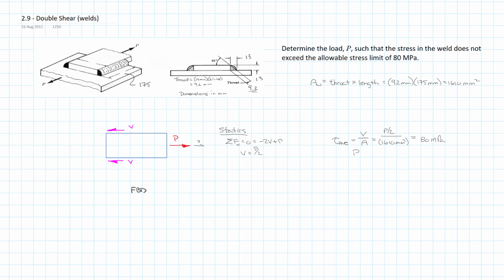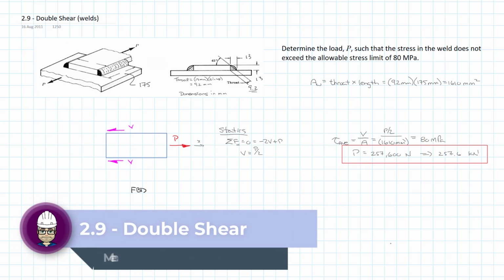And so we can just isolate on P and come up with 257,600 newtons, or this would be equal to 257.6 kilonewtons. So that's basically double shear, and it doesn't really get much harder than that.